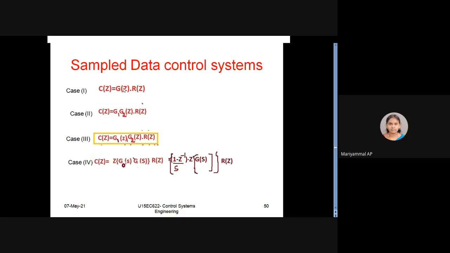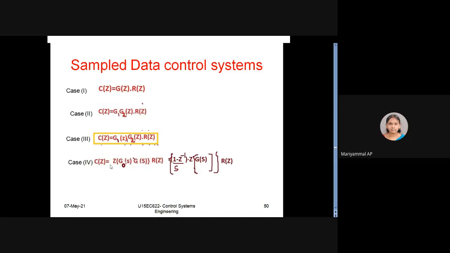So your transfer function is C(z) = G(z) R(z). Then in the second case, your transfer function is C(z) = G1G2(z) R(z). That means only one sampler and two blocks are available in this sampled data control system. Then in the third case, the blocks are separated with separate samplers, so your transfer function is G1(z) and G2(z). That is the difference between the previous case and this case.